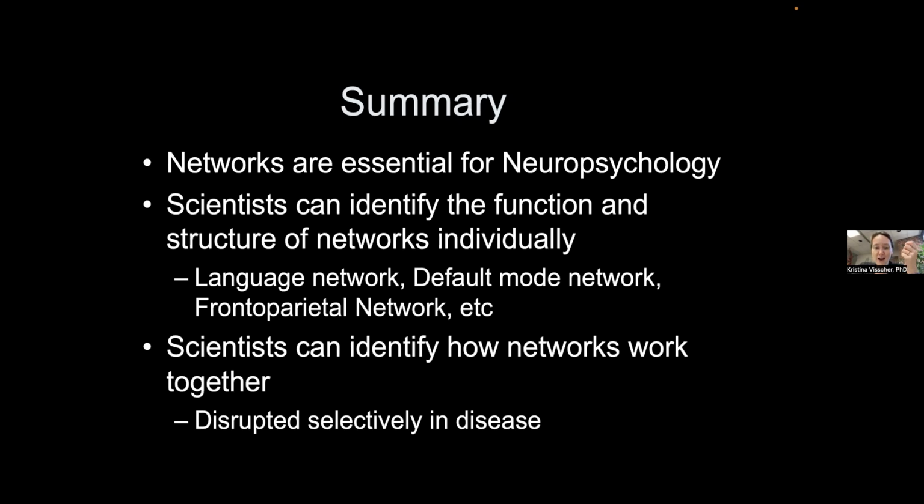And we can identify how networks work together and how they're disrupted selectively in disease. So that's what I wanted to tell you about, and I would love to take any questions that you have.